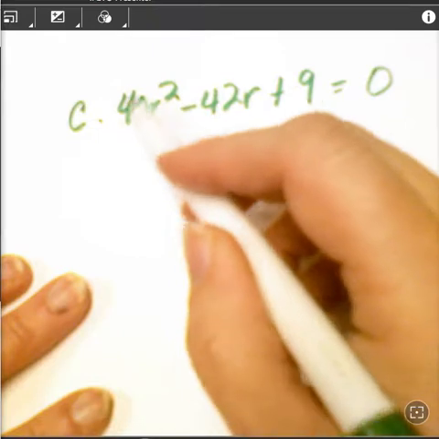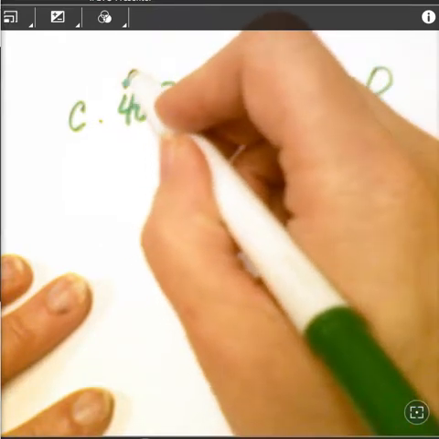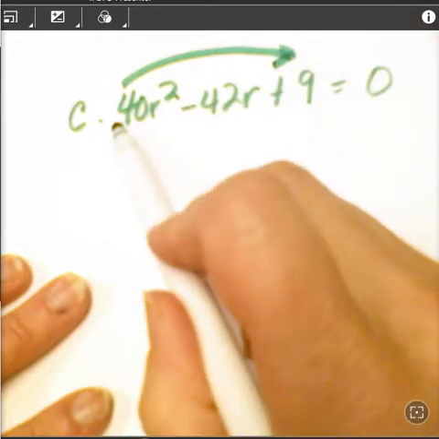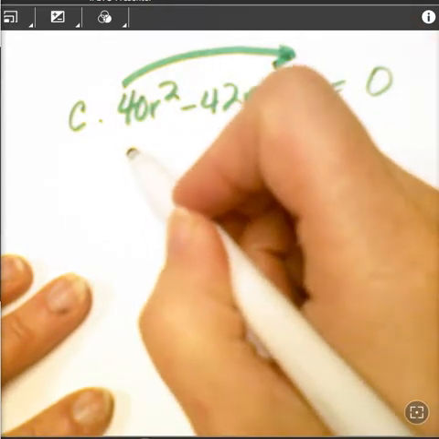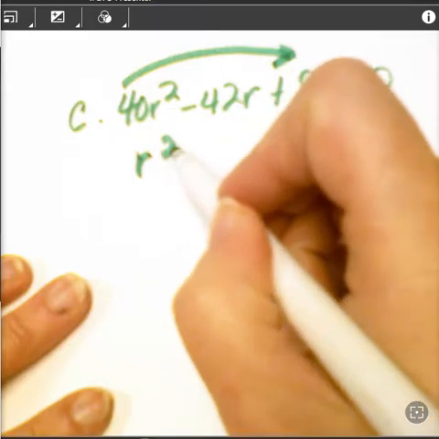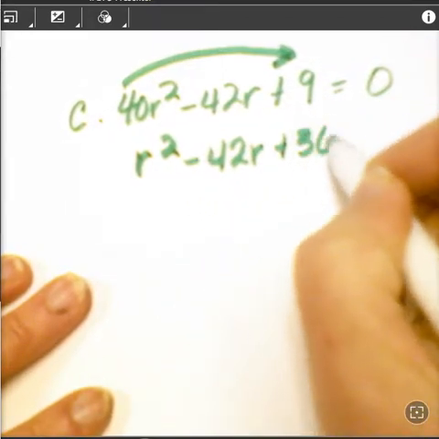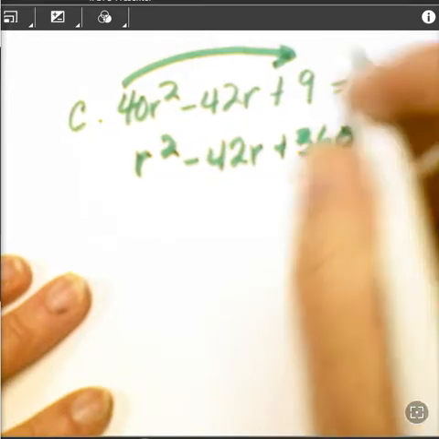Now, I'm going to first check, can I take anything out of each of my terms? Nope, nothing goes into 40, 42, and 9. It is already equal to 0, so that's nice. But because this 40 is here, I need to slide it down so that I can factor it. So I'm going to take 40 times this 9, and I'm going to rewrite my problem. r squared minus 42r plus 360 equals 0.